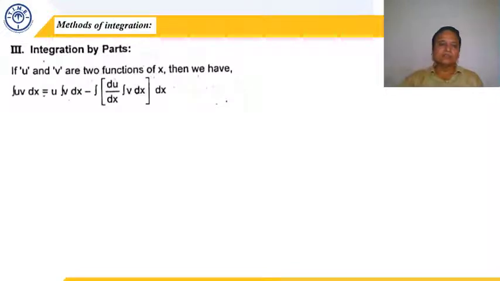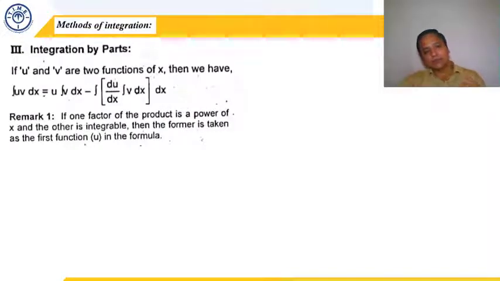Now moving to third method. It says integration by parts. If u and v are two functions of x, and we have to integrate an expression which is a product of these two functions of x, then one function we take as first function is u and second function is v. So the formula says first function into integration of second function minus integration of differentiation of first function multiplied by integration of second function. This whole expression is again integrated. So we say it is a product rule for integration.